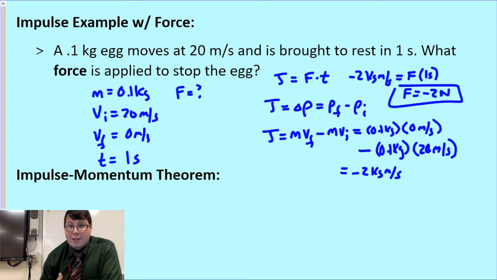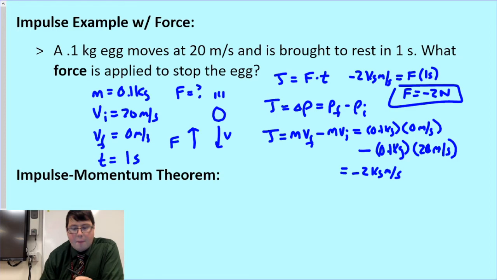Now here the negative is just telling you that the force is in a different direction than the velocity, which makes sense. For an egg that's falling to the ground, the velocity is going down, but the force is clearly going up to stop my egg. And so that's where the negative comes from.